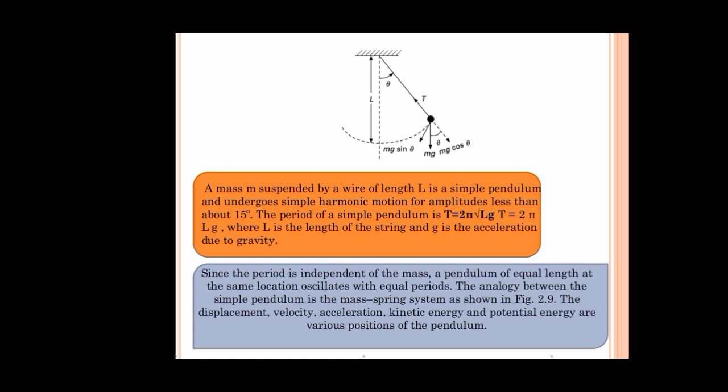Since the period is independent of the mass, pendulums of equal length at the same location oscillate with equal periods. The analogy between the simple pendulum and the mass spring system is shown in the diagram, with the displacement, velocity, acceleration, kinetic energy, and potential energy at various positions of the pendulum.